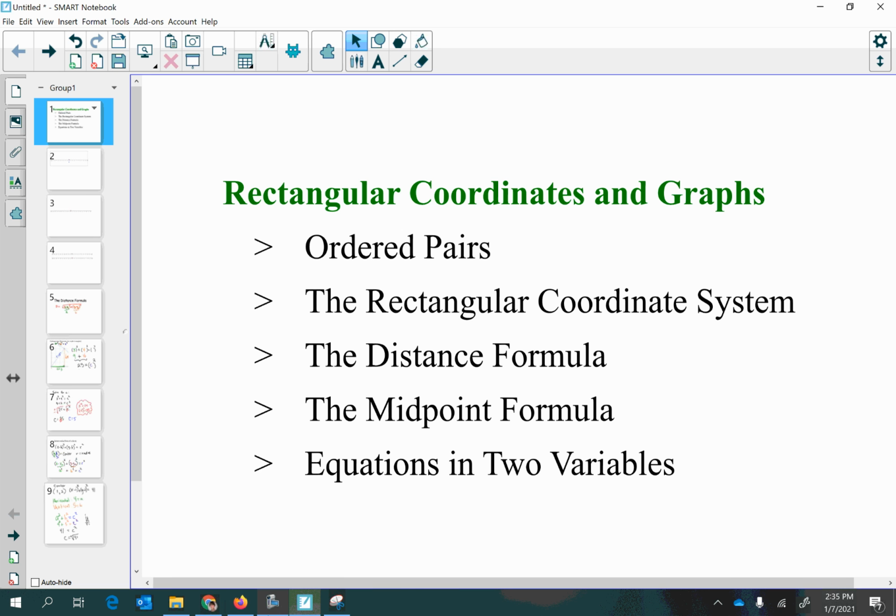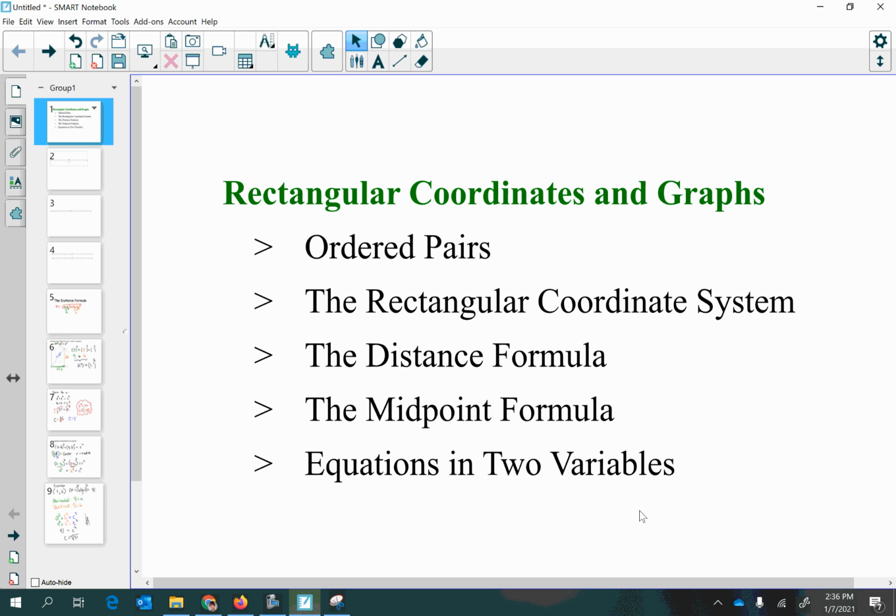Hey guys, it's Professor McDonald. In this video, I'm going to give you a quick lesson on all the important introductory items in this list here. It's just going to be kind of a mini lesson, an introduction to ordered pairs, the rectangular coordinate system, the distance formula, the midpoint formula, and equations in two variables.